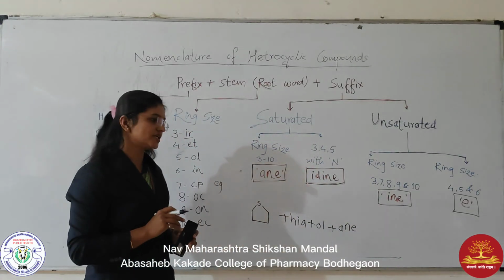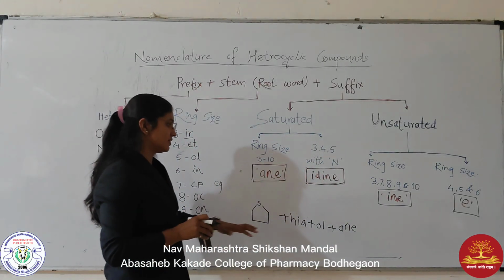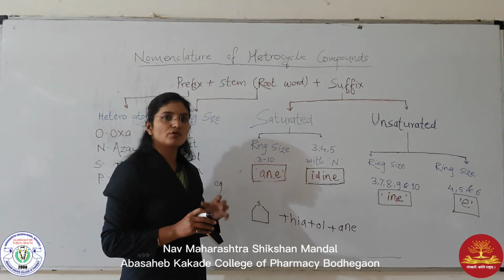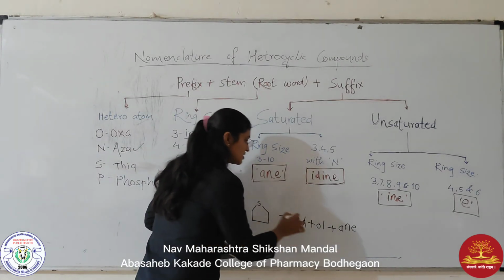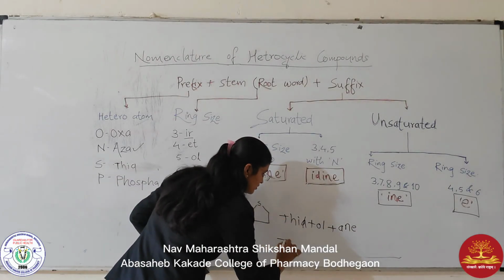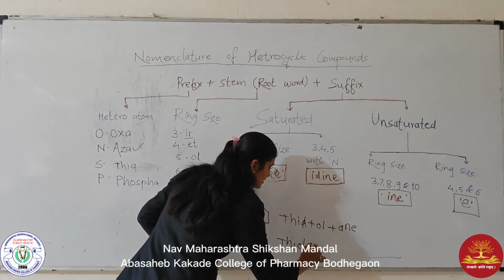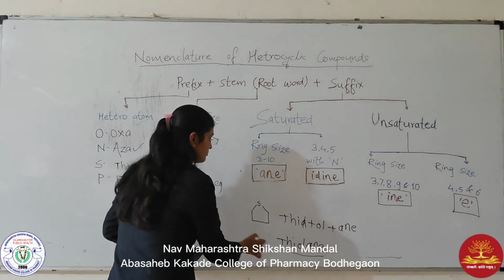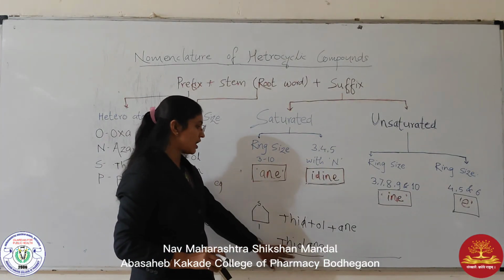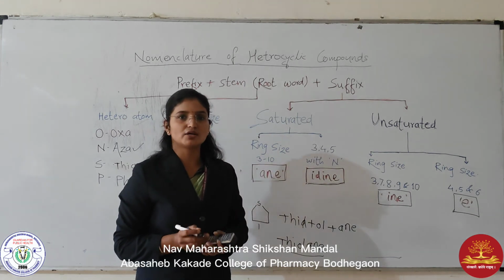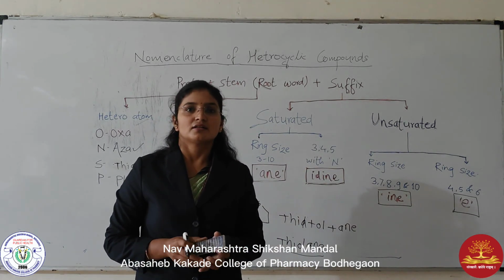And the last rule is what? If your word contains 2 vowels simultaneously, then the starting vowel will be dropped, and the name will be thiolane. So the name of this ring is thiolane. Okay, I hope you understood and enjoyed the session. Thank you.